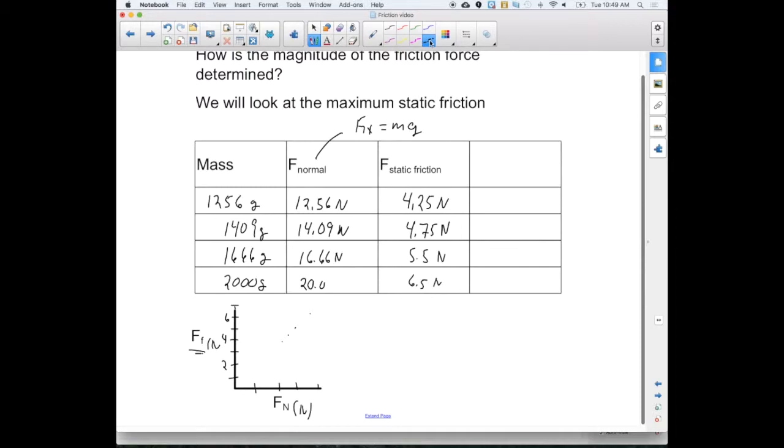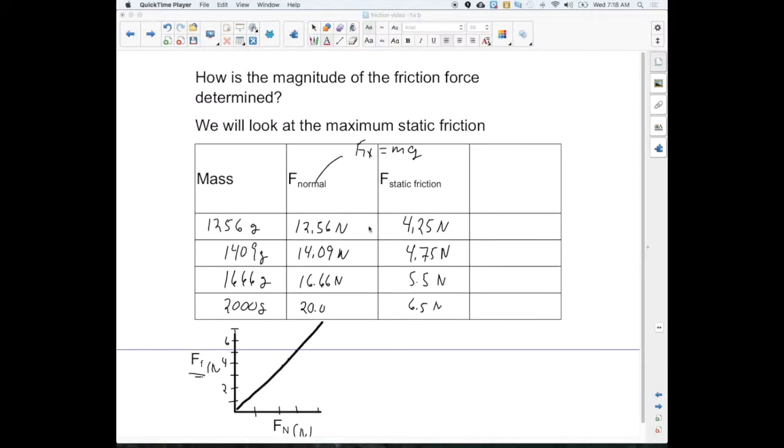So it's not hard to believe that this is going to be a linear relationship, and we'll calculate out what that is in a few seconds. But having said that, we can calculate the slope of the line, and we'll come back and do that in a second. So we've made measurements of the force required to set the blocks into motion. We call that the force of static friction.